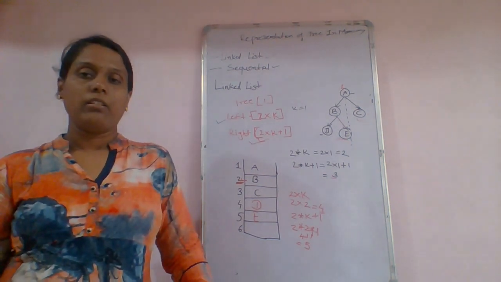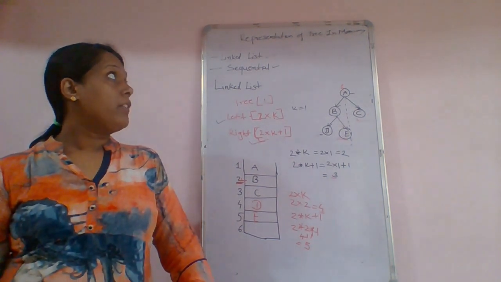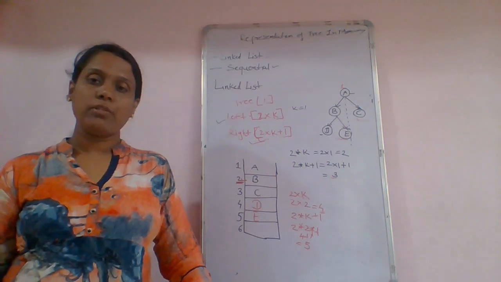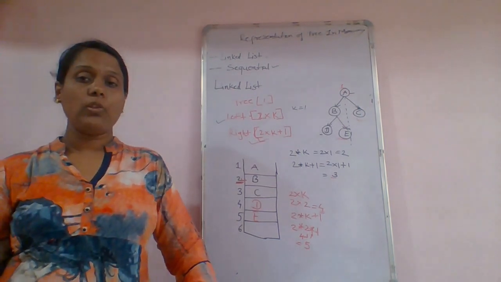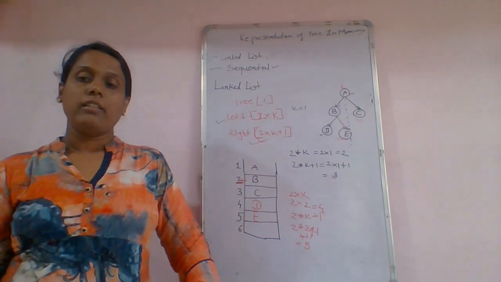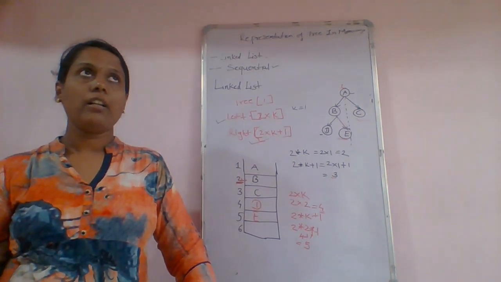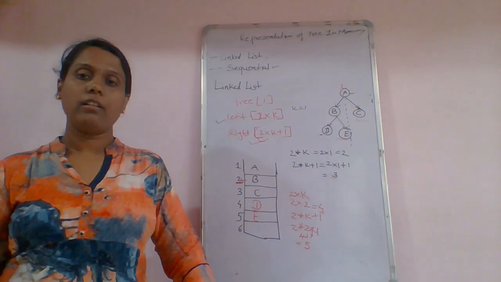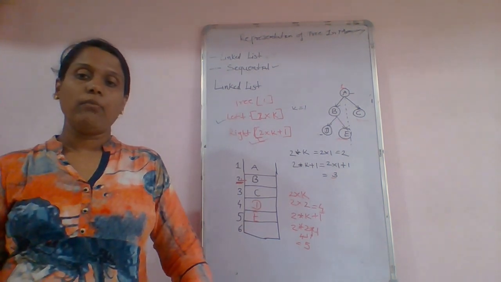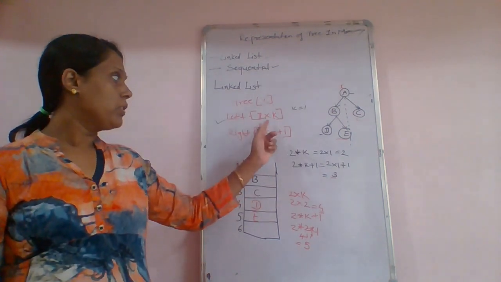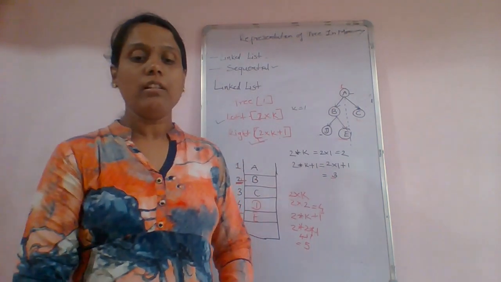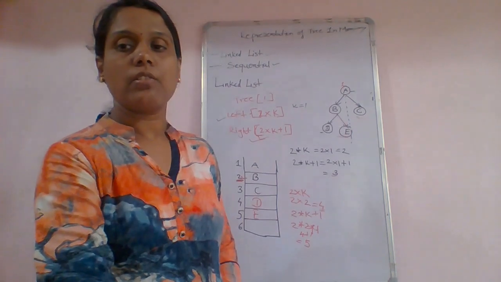So it is the way to represent the tree data structure in memory by using the linked list and sequential methods. When we consider the linked list, we have to consider 3 arrays, that is the info part, left part and the right part. And when we consider the sequential manner, we go for a single array, and we use these formulas. So it is a representation of tree data structure in memory.